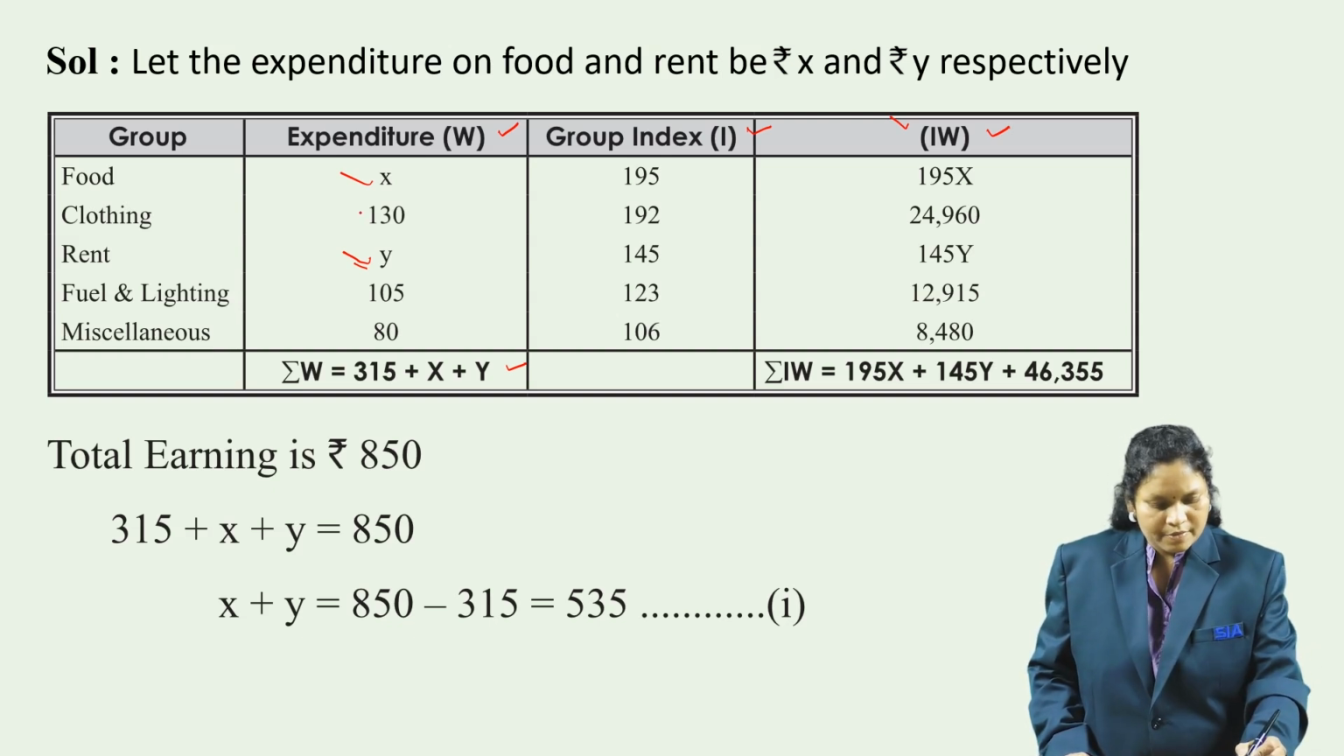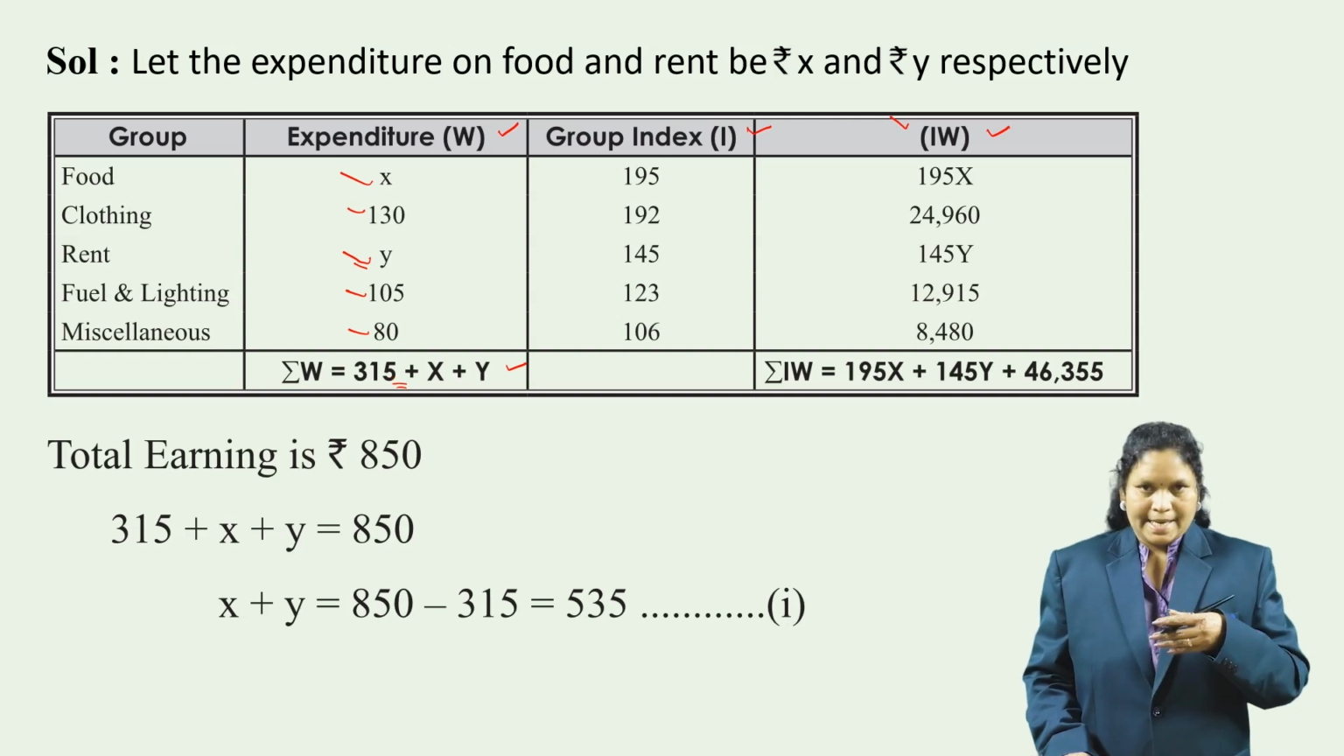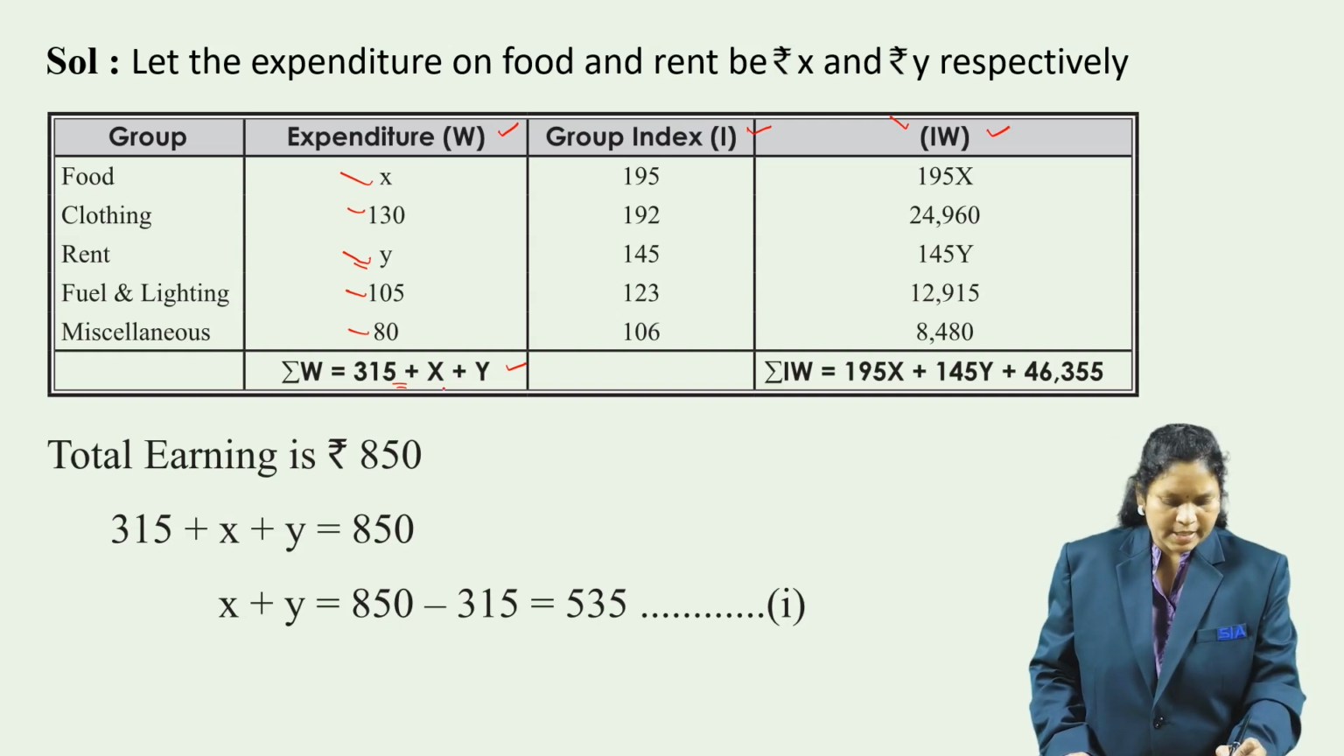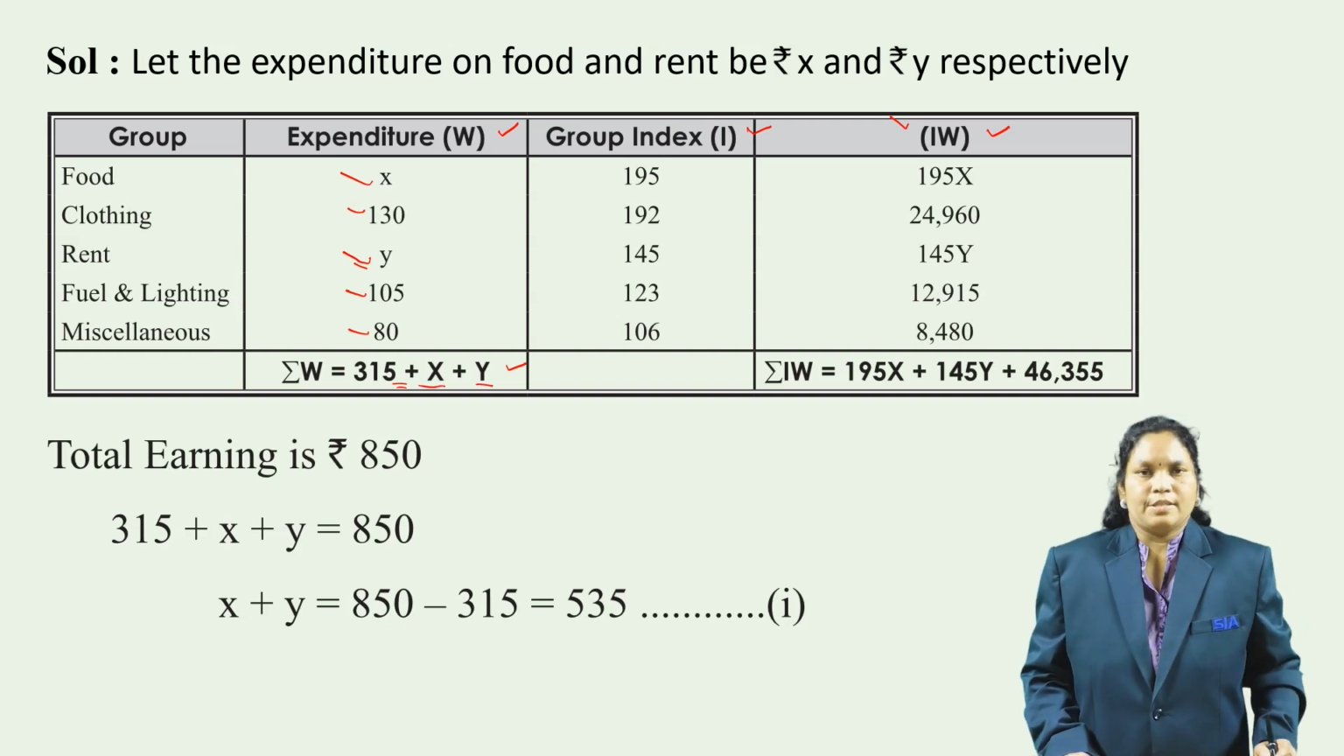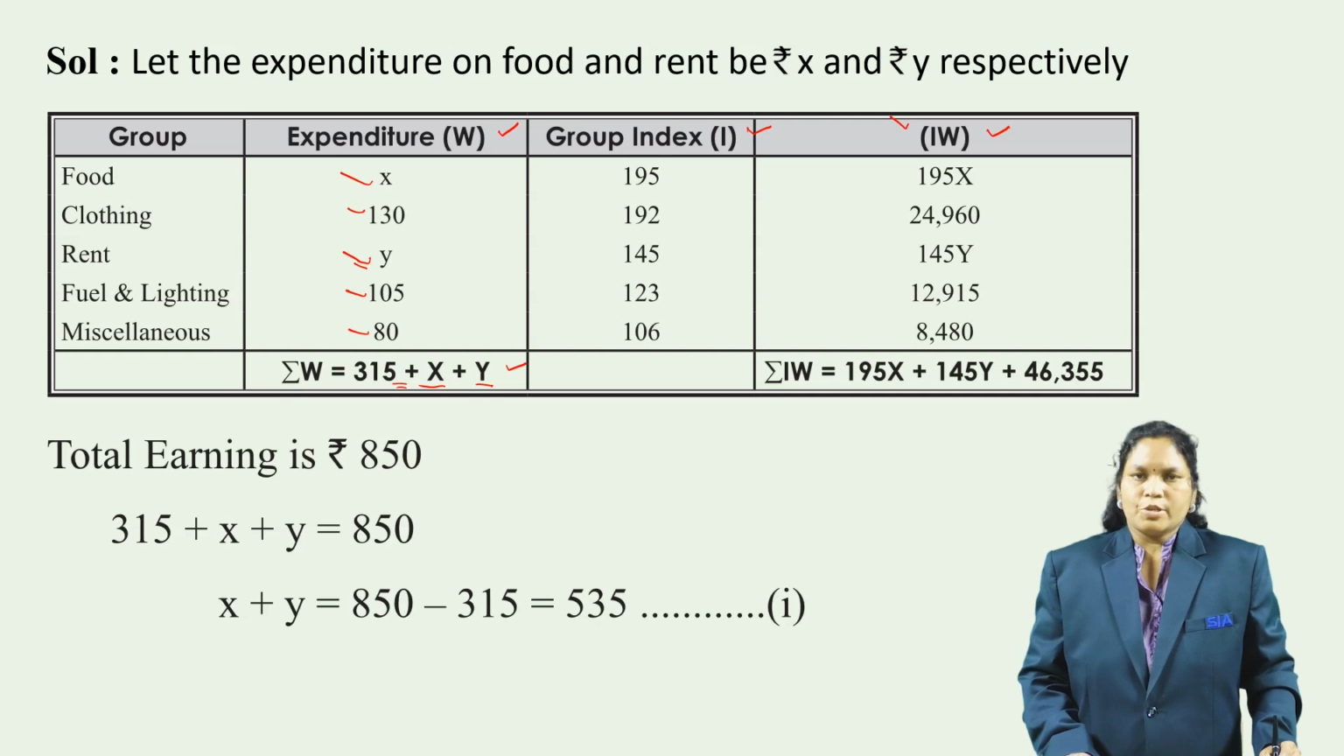Check it out. What I have done: 130 plus 105 plus 80, I have got 315. Like that we have to add up the numbers. The leftover x and y, we can't add variables to the number, so keep them as they are: plus x and plus y. So now I have obtained summation W.